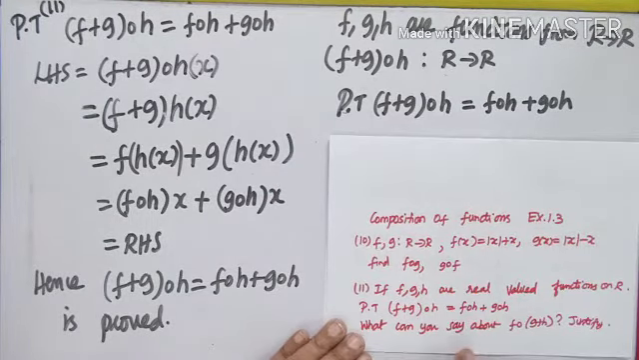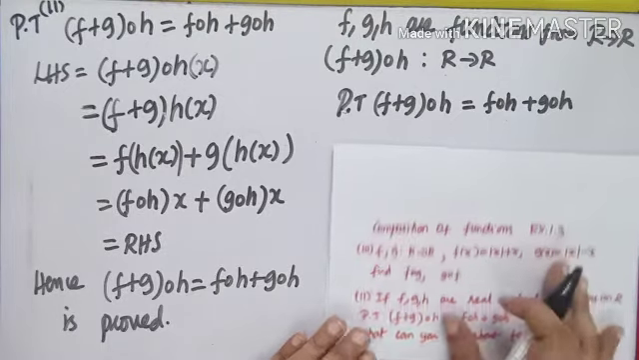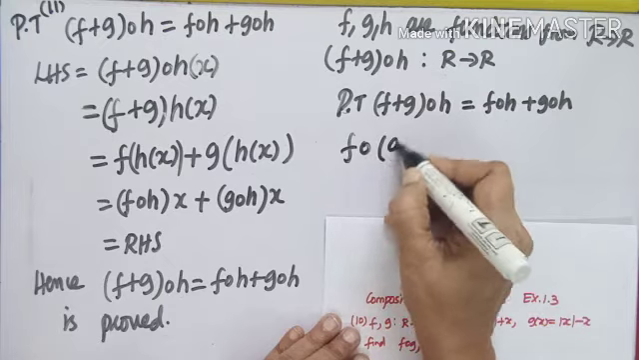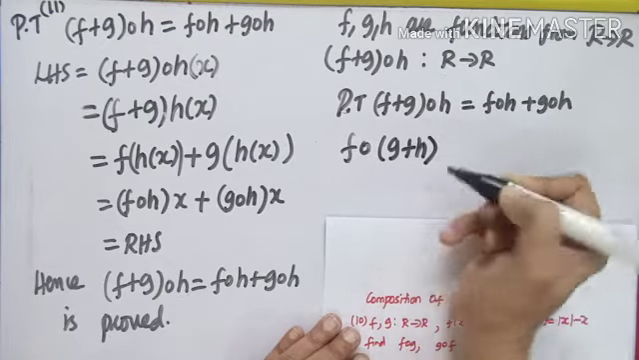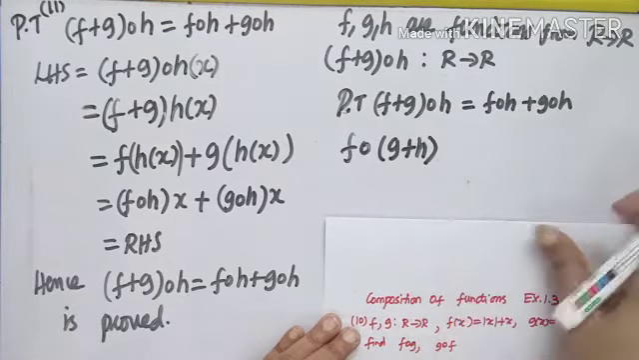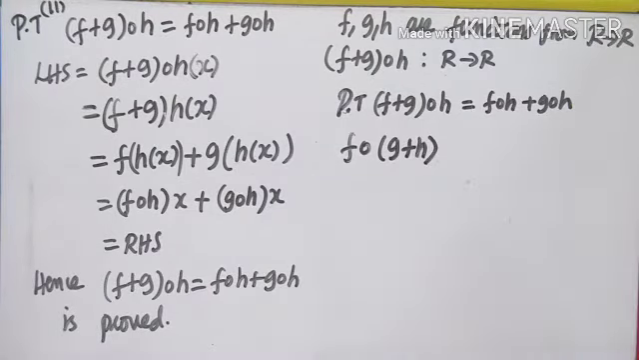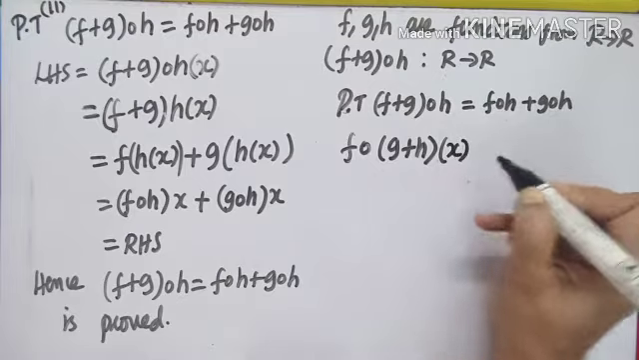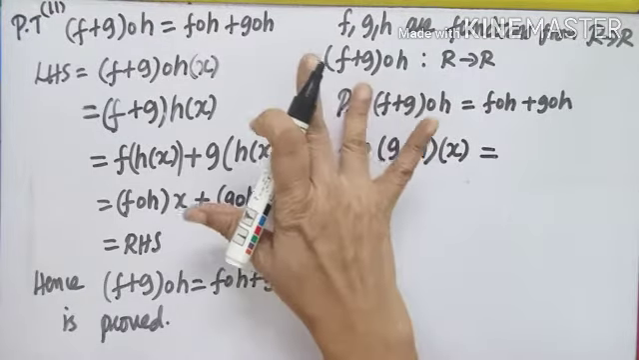Second part is: what can you say about f composition (g plus h)? So we have to find out the answer. What will be f composition (g plus h)? Let me start with x. So this we have proved.